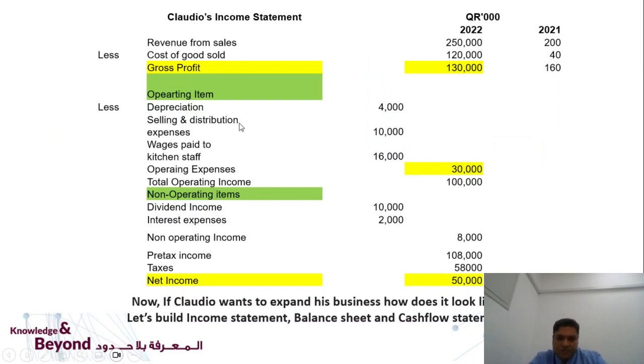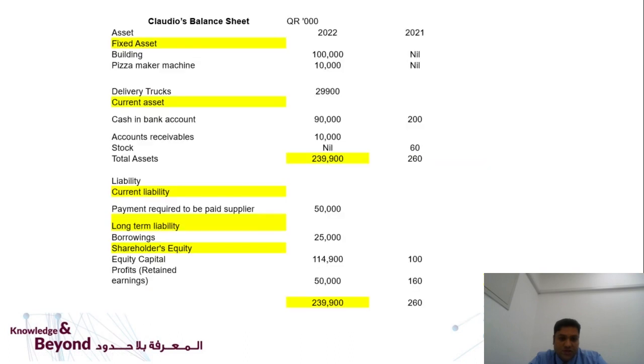So now let's say Claudia expands his business. Let's start with the balance sheet. That makes more sense. So if Claudia is expanding his business, let's see what his balance sheet will be before expanding and after expanding. 2021, what you're seeing, was the inception, when he started the business at that point of time. And then 2022 is when he's expanding the business.